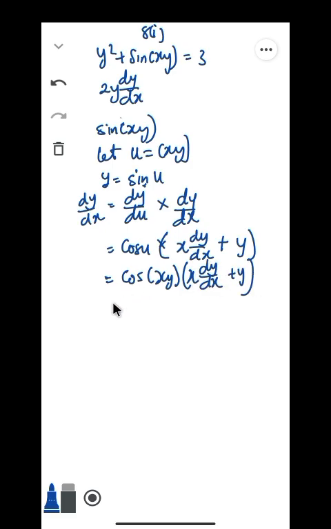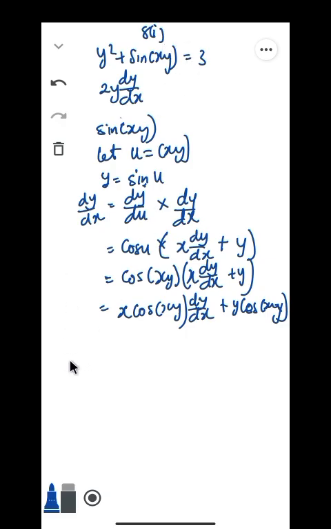All right, so I can simplify this further. To do that, I have to use cos xy to multiply everything in the bracket. So I start with cos xy times x dy/dx, which gives me x cos xy dy/dx, plus cos xy times y, which is y cos xy. All right, so I've simplified that. Now we know if you differentiate 3, it's going to be 0 because the constant is 0.